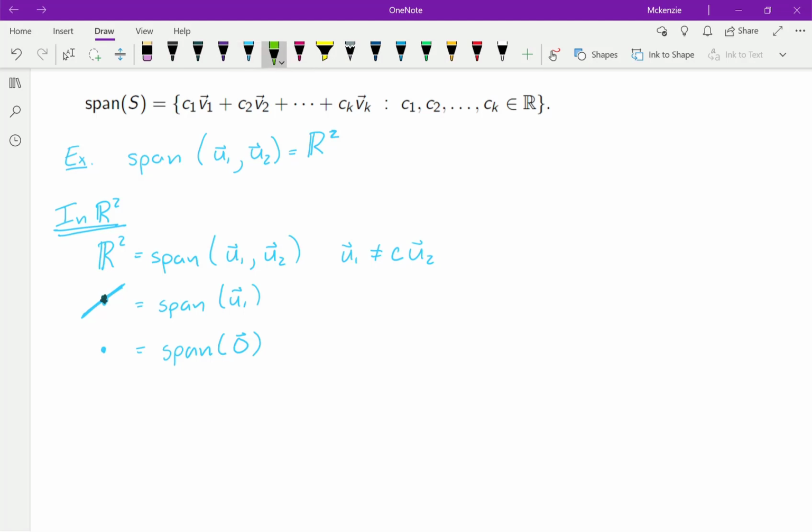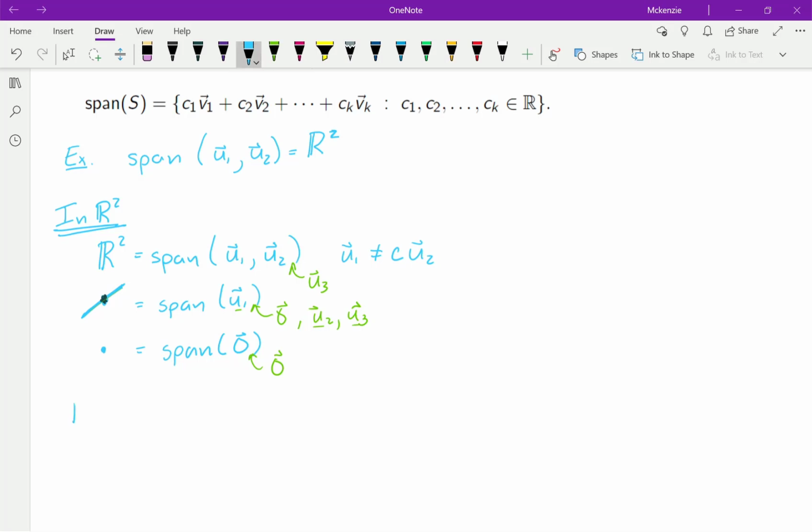These might appear, we might have more vectors in these, like a U3 here, or we could have the 0 vector appearing multiple times. But if all 3 of these vectors are on the same line, then we know that our span is only going to be a line.